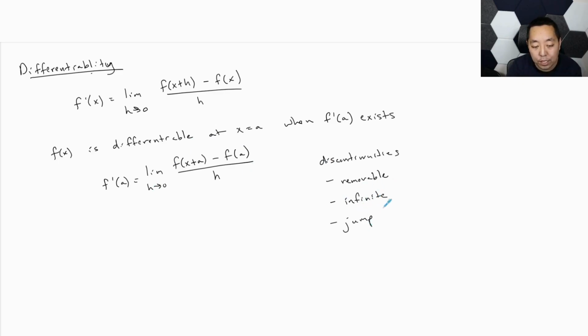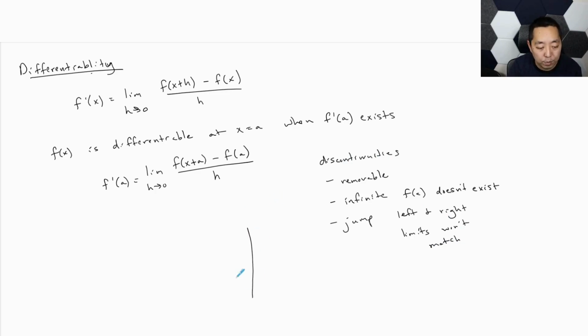For an infinite discontinuity, f of a doesn't exist at all. That's when I have a vertical asymptote at that point, so I can't even compute this value. Therefore, this limit isn't going to work. In a jump discontinuity, the left and right limits won't match. And for a removable discontinuity, again, the limit will not exist.